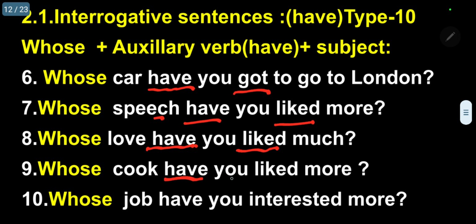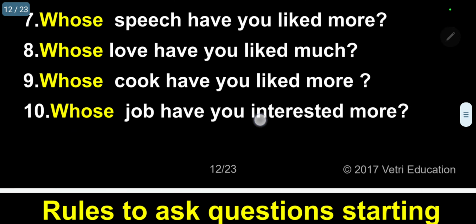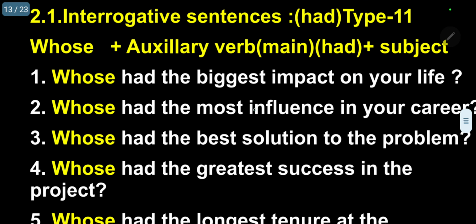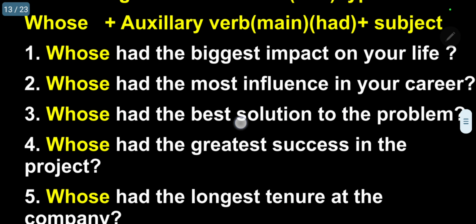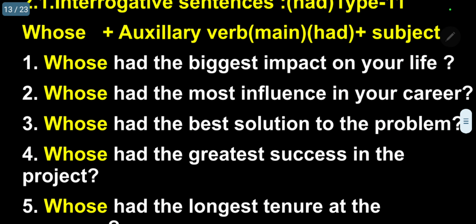Whose cook have you liked more? Liked main verb, have auxiliary. Whose job have you interested more? Interested main verb, have auxiliary. Please follow. So the corresponding have, we have had as the past tense, we will use that one. For has and have, past tense is had, so I can now use it with had.